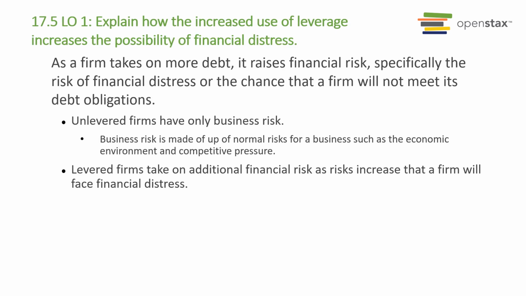Risk for firms has two components, business risk and financial risk. Business risk is made up of normal risk for a business, such as the economic environment and competitive pressure. Unlevered firms, or firms that don't have any debt, have only business risk. As a firm takes on more debt, it exposes itself to financial risk. The cost of debt rises as debt holders will demand more compensation for financial risk. The cost of equity also rises as higher borrowings layer on financial risk to a firm's business risk.